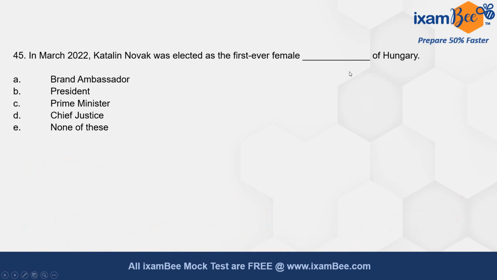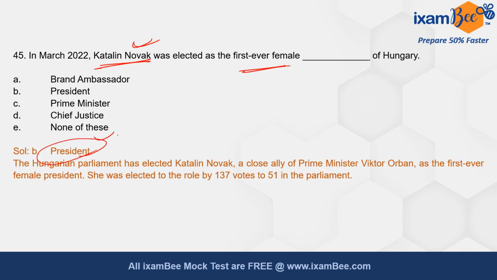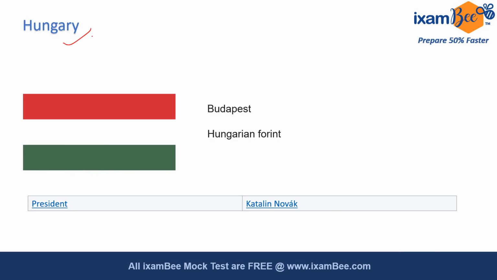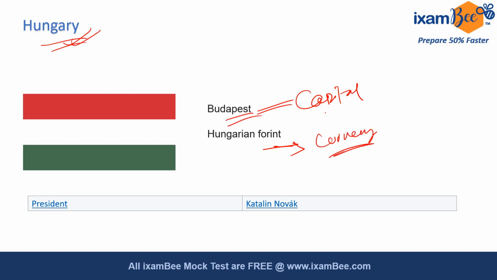Next question. In March 2022, Katalin Novak was elected as the first ever female president of Hungary. ठीक है. Katalin Novak, the first ever female president of Hungary. The Hungarian parliament has elected Katalin Novak. आप देख सकते हो, the first ever female president. तो Hungary, here is the country. This is the capital. Hungarian forint is the currency. Please remember, Budapest is the capital. Hungarian forint is the currency. President हमने अभी just देखा, that is Katalin Novak.